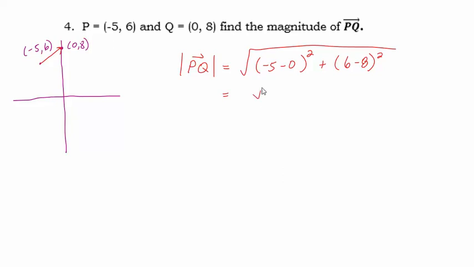All right, so we get the square root of 25 plus 4, which is the square root of 29. And that is the magnitude of that vector. Pretty straightforward.